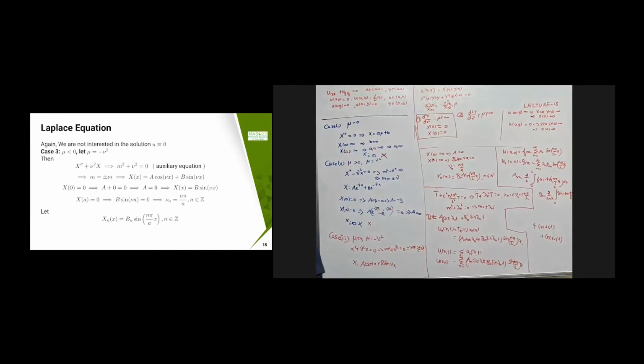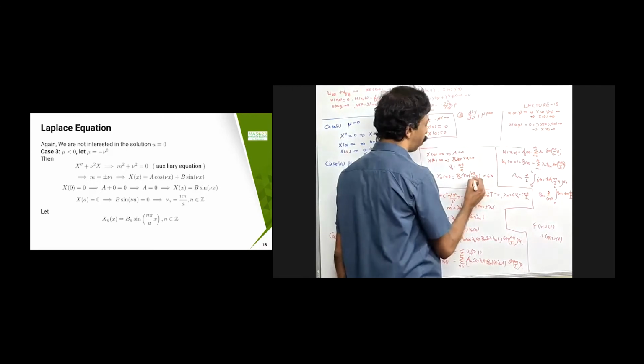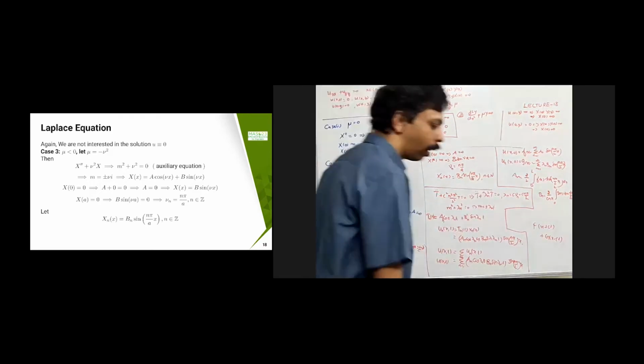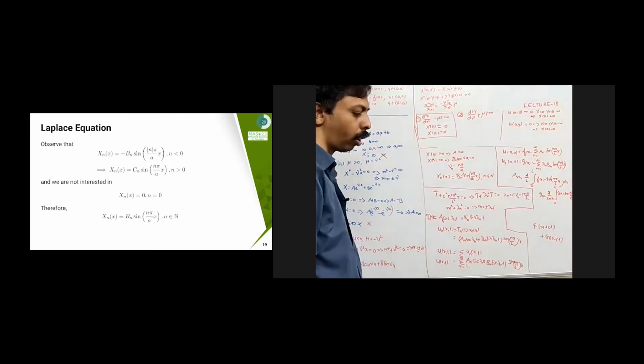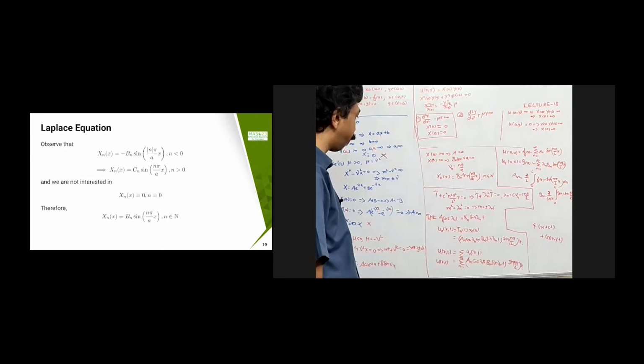Therefore we are going to get X1 of x equal to bn into sin n pi by a into x. Use the same logic, whatever you did, to come to the conclusion that n is only a positive integer. We are going to get only positive integers. The remaining things I just ignore.